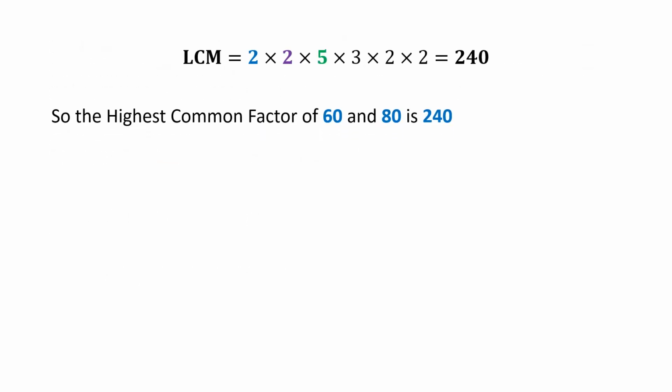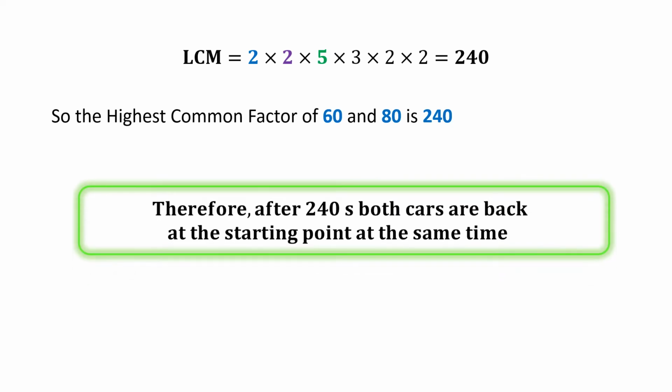By multiplying these factors we have the LCM of 60 and 80, that is 240. Therefore, after 240 seconds both cars are back at the starting point at the same time.